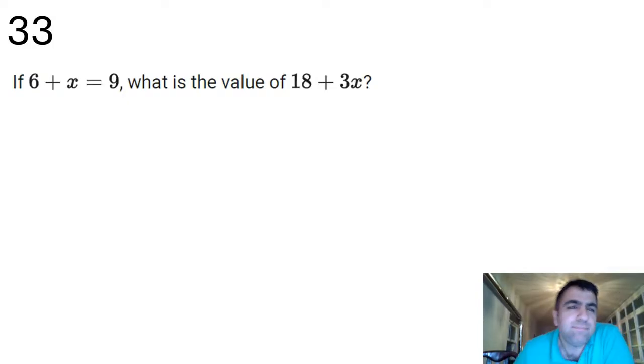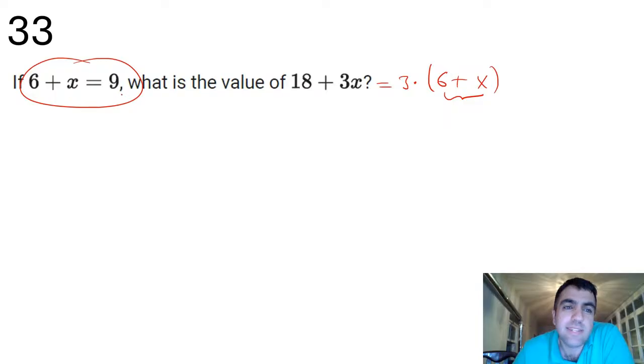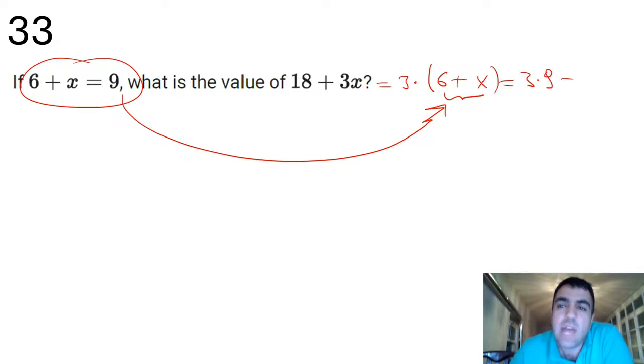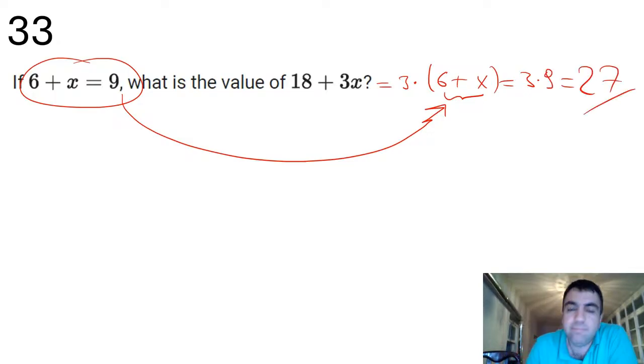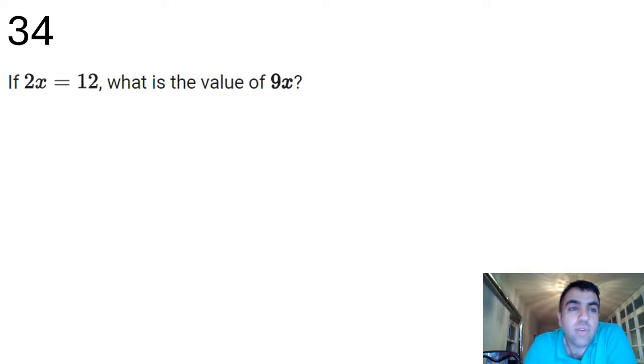27. We see that this is 3 times 6 plus x, right? And it is given that 6 plus x is 9. So you can multiply 3 and 9 and get 27. Okay. 34th question.